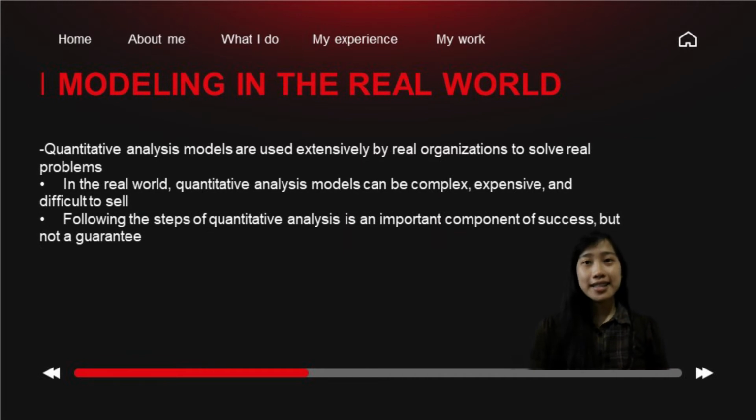So next is the quantitative approach and modeling in the real world. Quantitative analysis models are used extensively by real organizations to solve real problems. By extensively, it is meant that in the real world, quantitative analysis models can be complex, expensive, and difficult to sell. Following the steps of quantitative analysis is an important component of success, but not a guarantee.